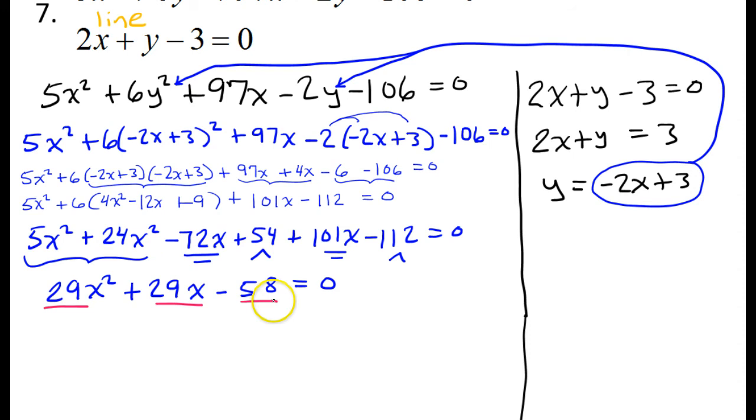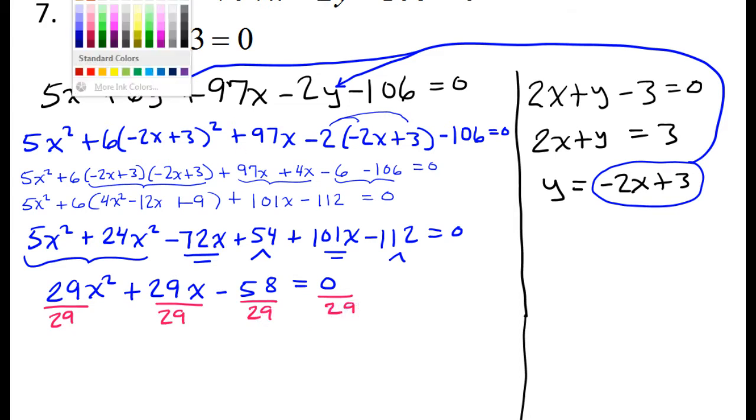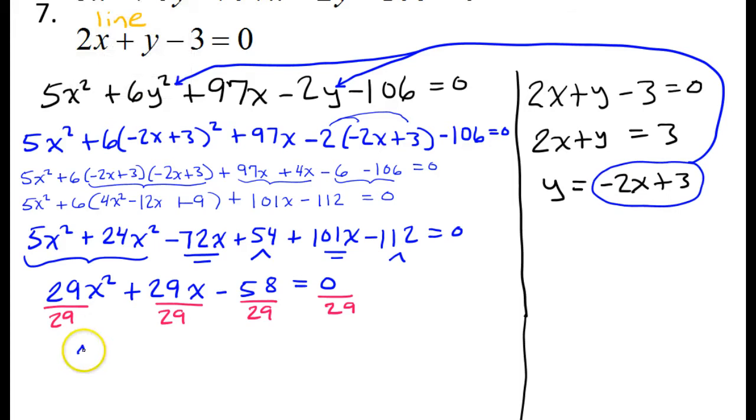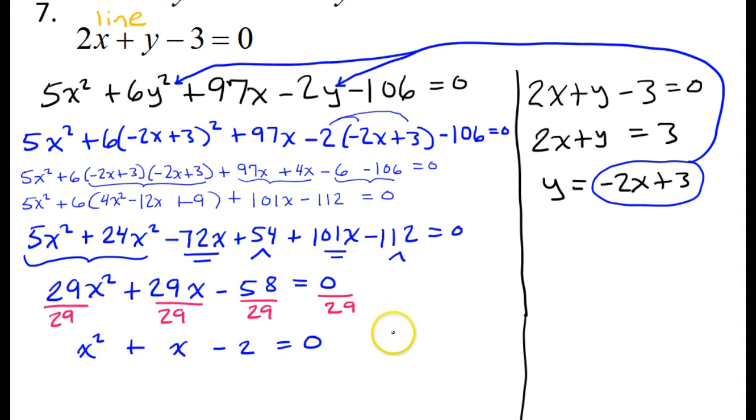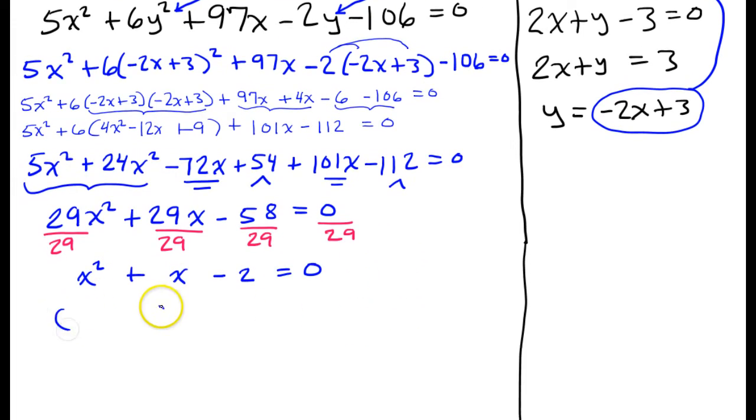I'm definitely going to take advantage of that. Okay, divide everything by 29. So that will give me x squared plus x minus 2 is equal to 0. All right, this looks factorable. So x squared is x times x. 2 is 1 times 2. If I make this negative and this positive, it'll give me a positive 1 in the middle.